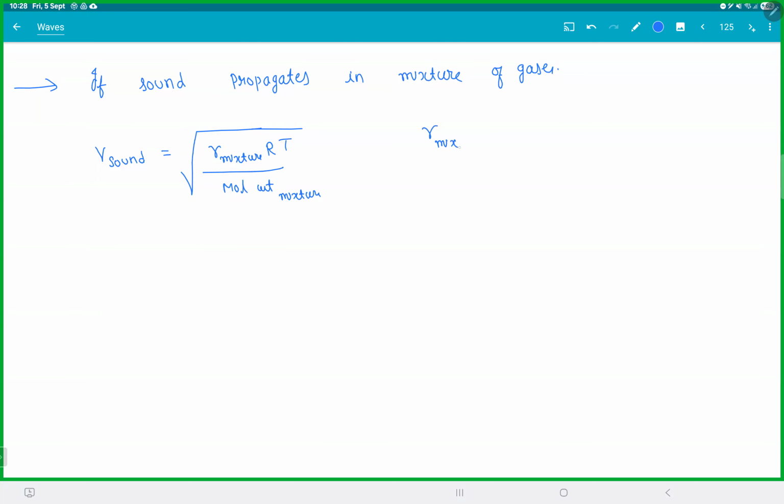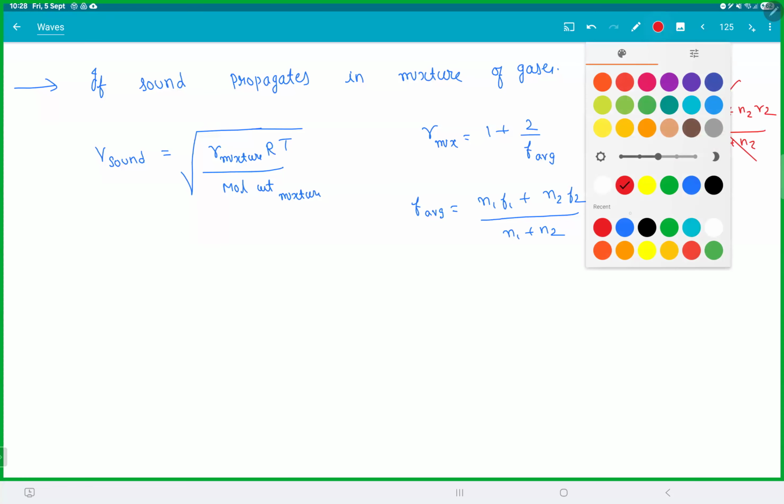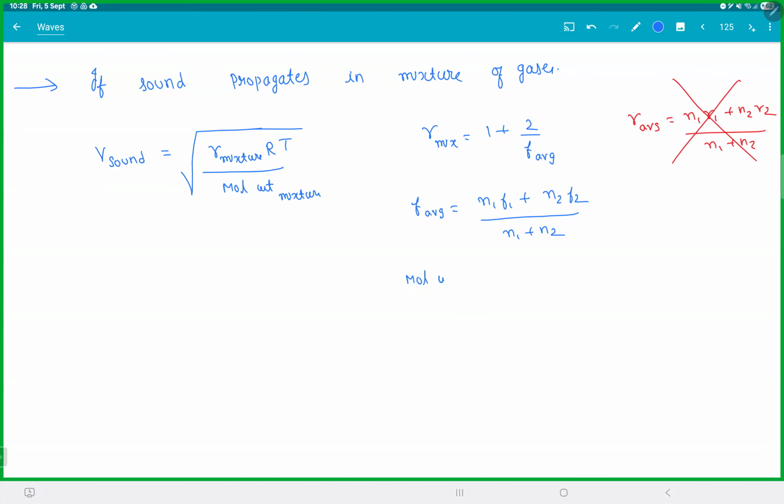And how do you get gamma mixture? 1 plus 2 by F average. And how do you get F average? N1 F1 plus N2 F2 by N1 plus N2. We have done this in thermo. Be careful, don't write like this: gamma average will be N1 γ1 plus N2 γ2 by N1 plus N2. This is wrong. Gamma is not a linear function, it doesn't work. Similarly, molecular weight average will be N1 M1 plus N2 M2 by N1 plus N2.